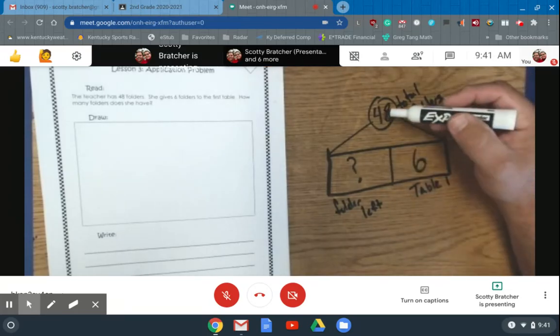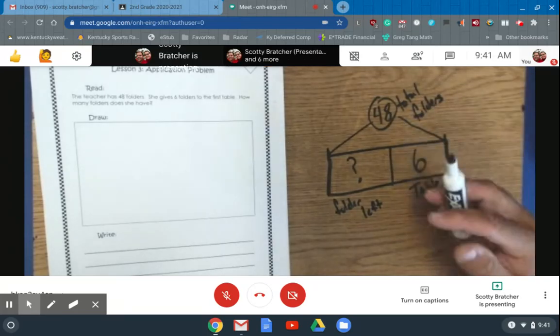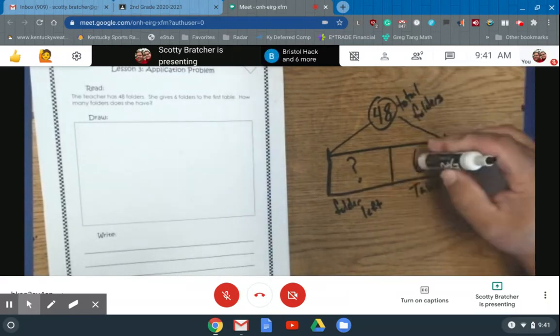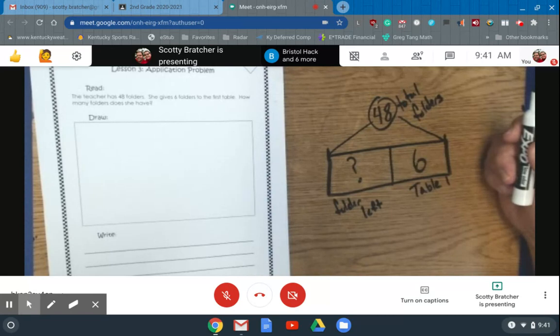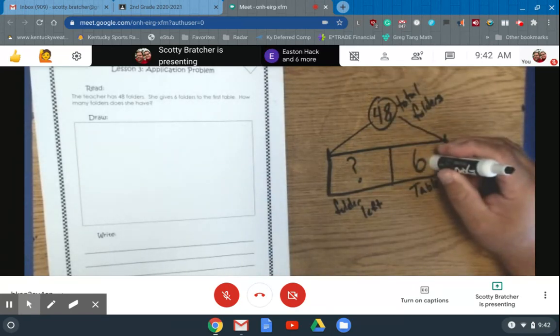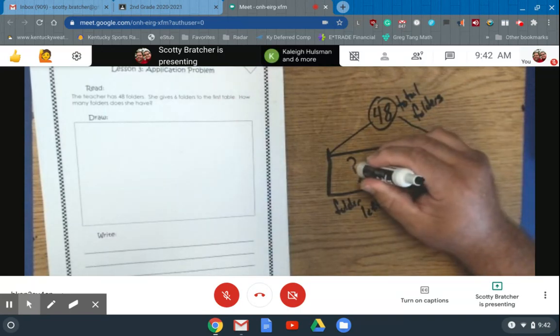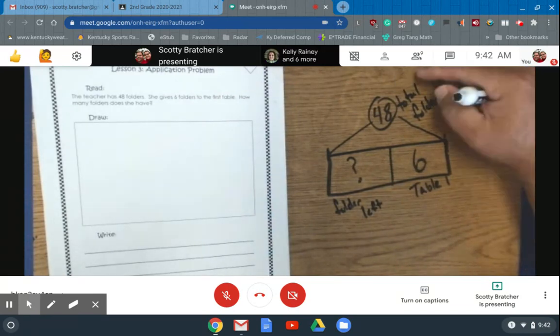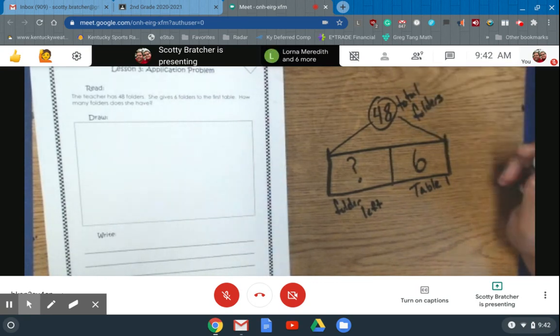So if I have the 2 parts and I was trying to find the total, I would have to add them together. But I've got the total and I've got one of the parts. I'm trying to find the part. So I'm not going to add this time. What am I going to do? Easton, what am I going to do? Subtract, exactly. And we talked about that yesterday.